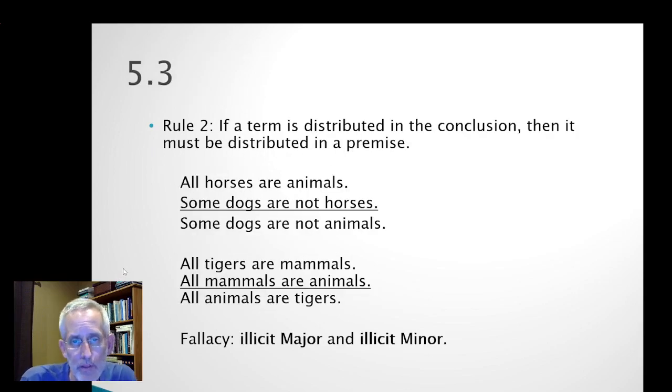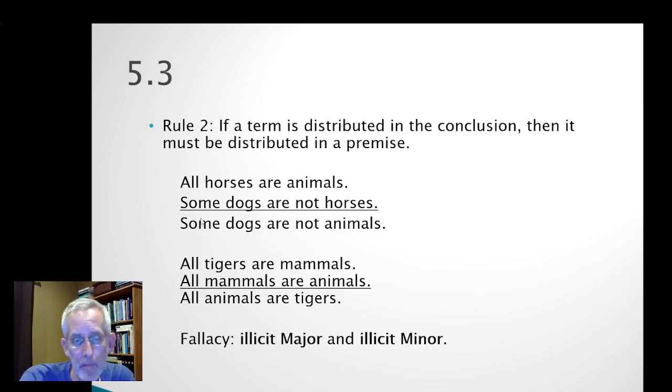Rule 2, if a term is distributed in the conclusion, then it must be distributed in a premise. So if you have distribution occurring in the conclusion, then you have to have the same term being distributed in the premises. So for Rule 2, the first thing you do is you look at your conclusion and you see if you have distribution occurring.